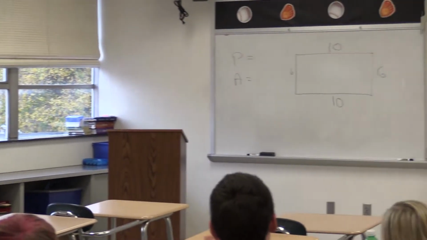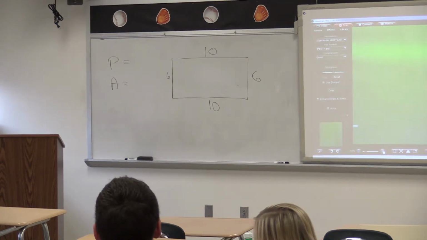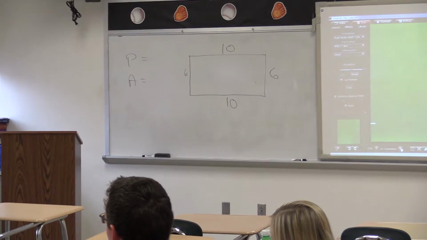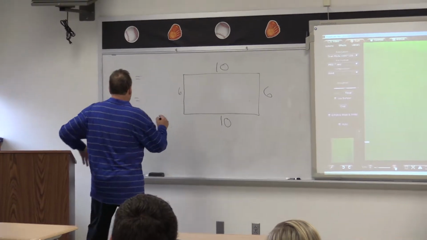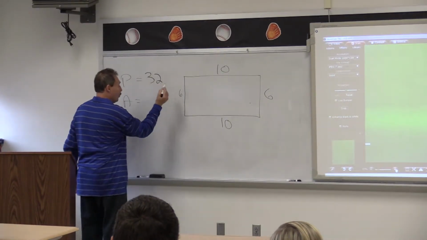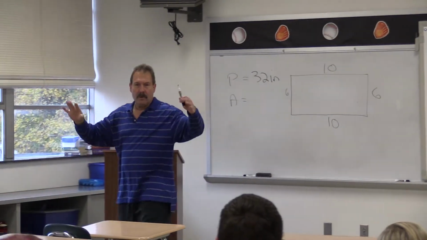So the perimeter, this is where we better be careful. The perimeter of this figure, how would you find the perimeter of that figure? Need all the sides. Go ahead. 32. Now I haven't told you what the units are, but let's pretend it's in inches. So the perimeter is 32 inches, right? Good. It could have been feet, could have been meters, could have been inches. 32 inches here.